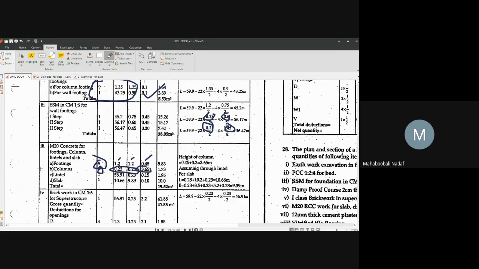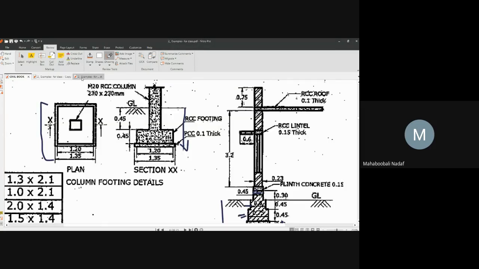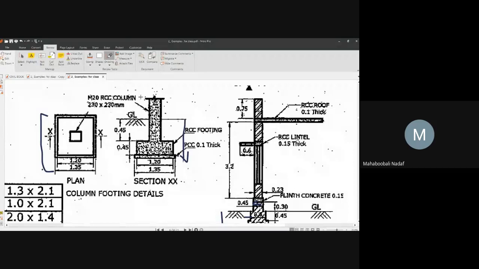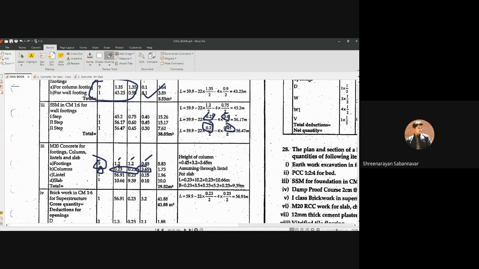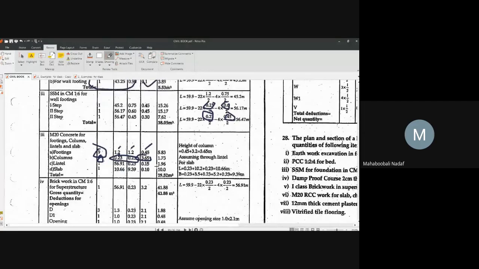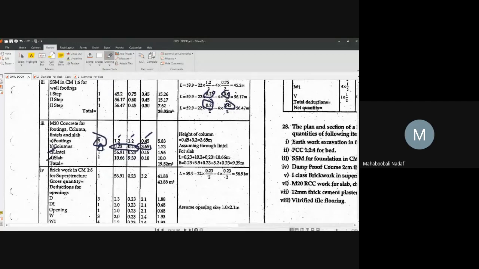Total height of the column is 3.65. How? Above the ground level 3.2, below the ground level it is 0.45. Total how much came? 3.65. Similarly, you do it for lintel and do it for slab.